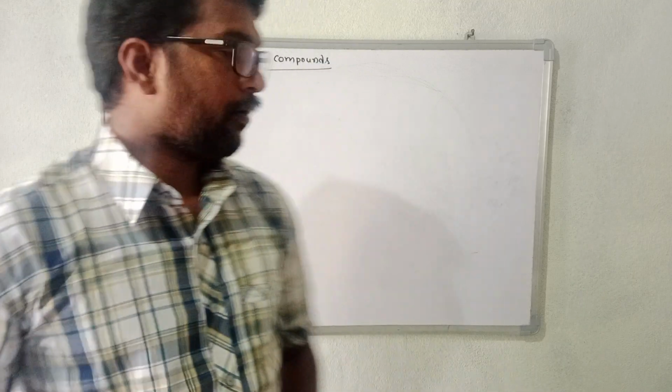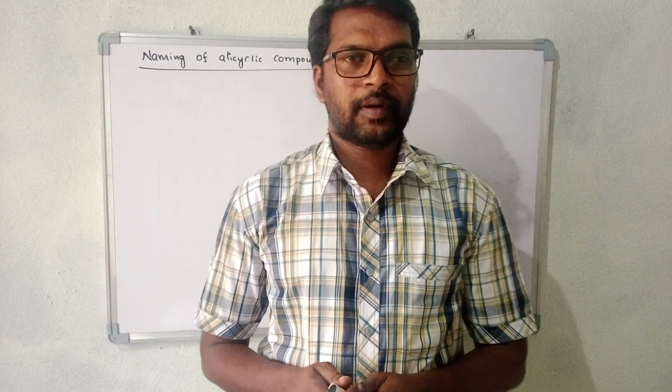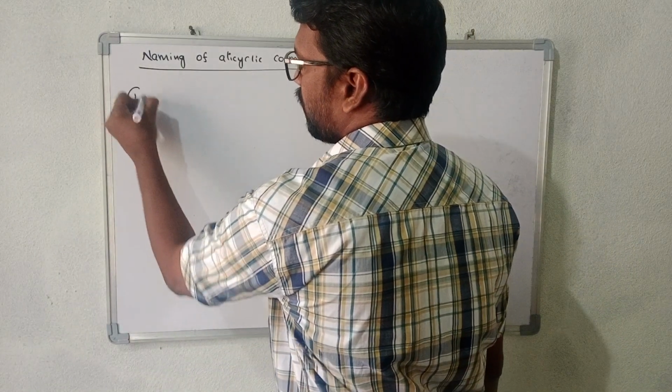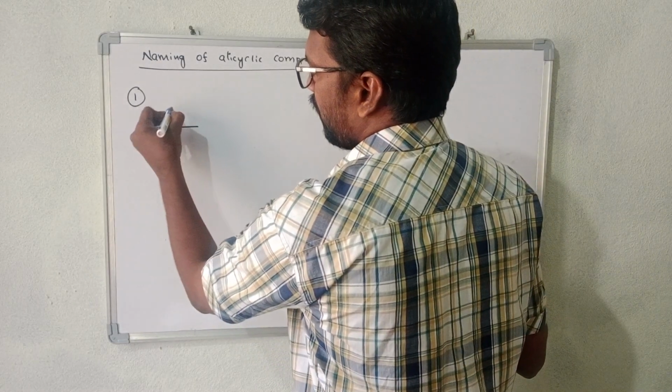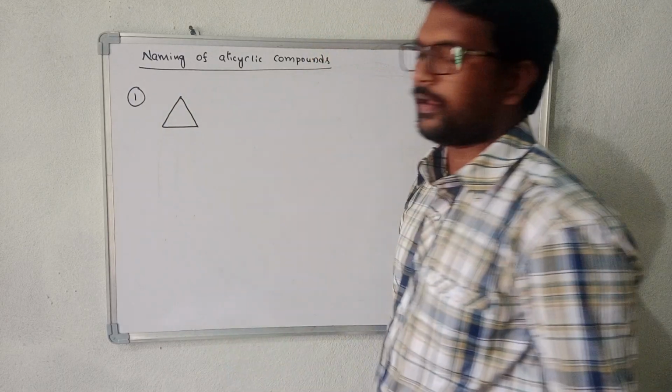Naming of alicyclic compounds. Now we have studied how to write names for alicyclic compounds. Generally, alicyclic compounds means cyclic compounds. Let me write some examples. For example, it is present like this. It is an alicyclic compound.